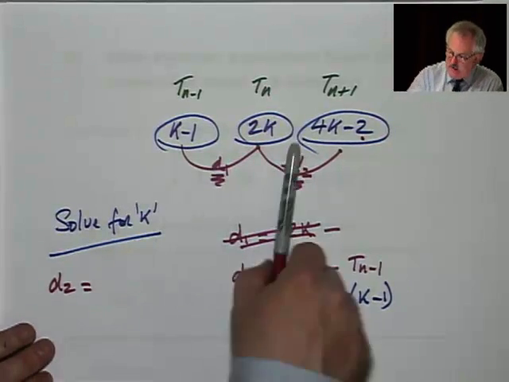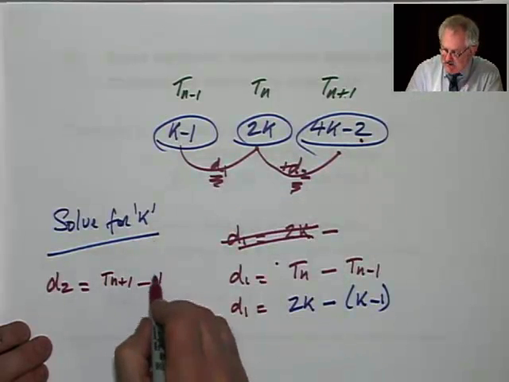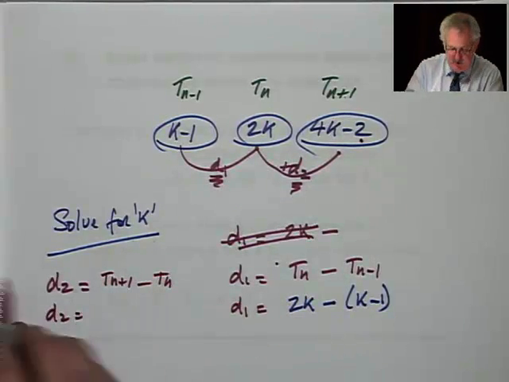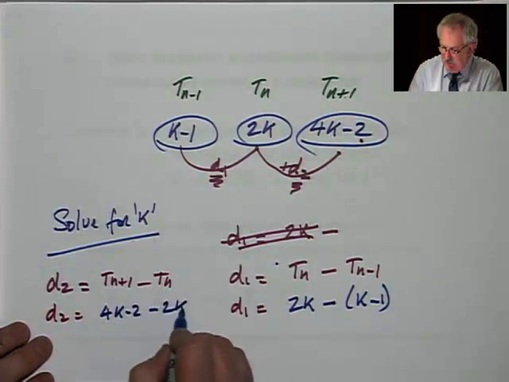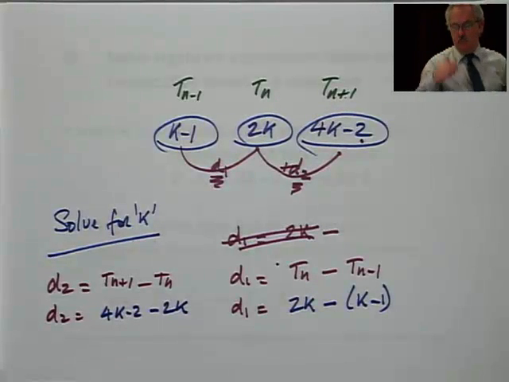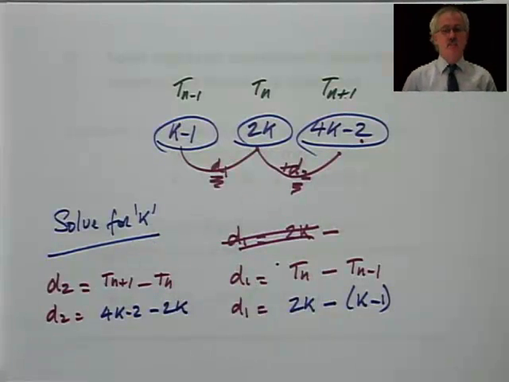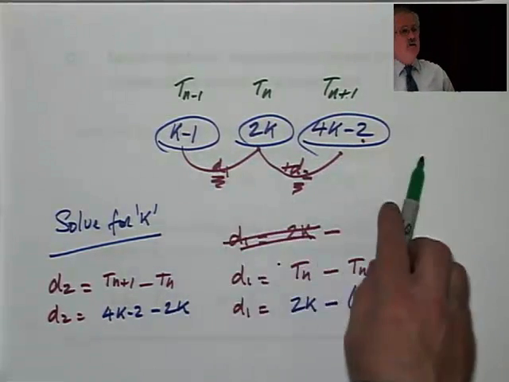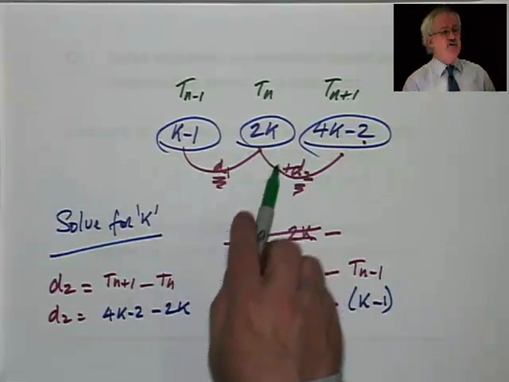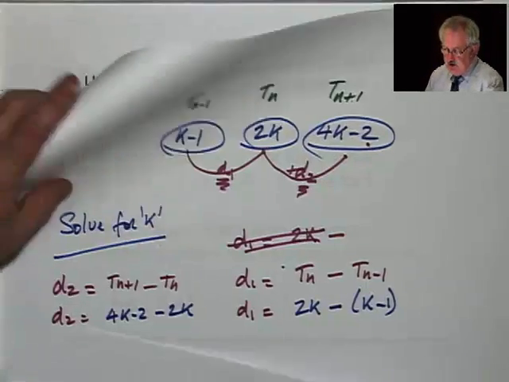So d2 is equal to tn plus 1 minus tn. Or d2 is equal to, in blue, 4k minus 2 minus 2k. But what do we know about d1 and d2? What do we know for sure? Isn't the sequence arithmetic? So mustn't this be a common difference? Yep. So d1 is d2.